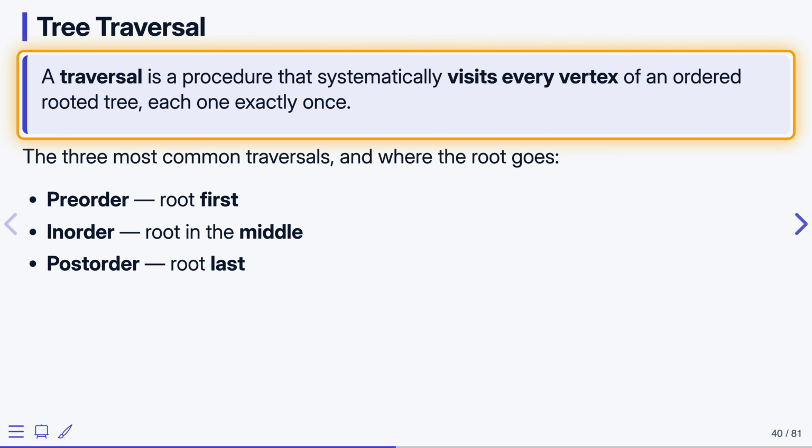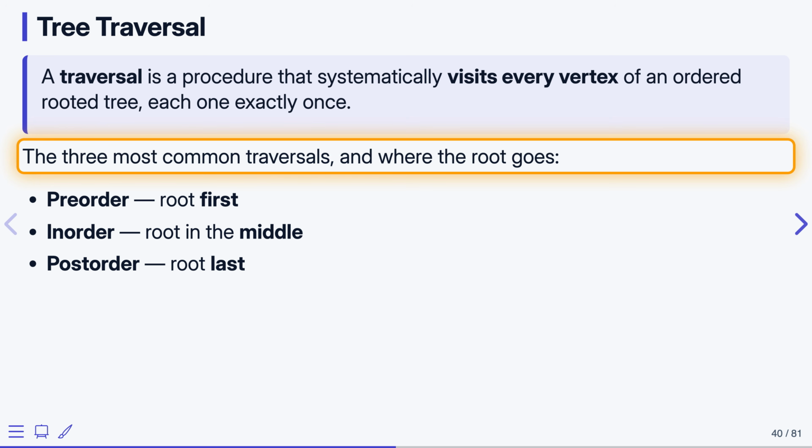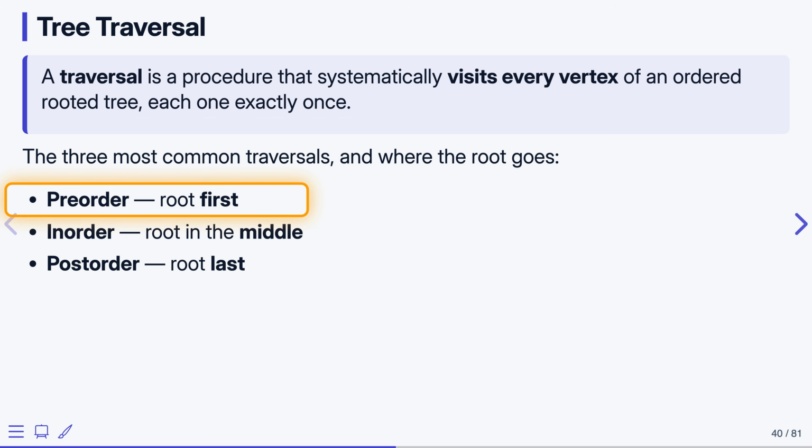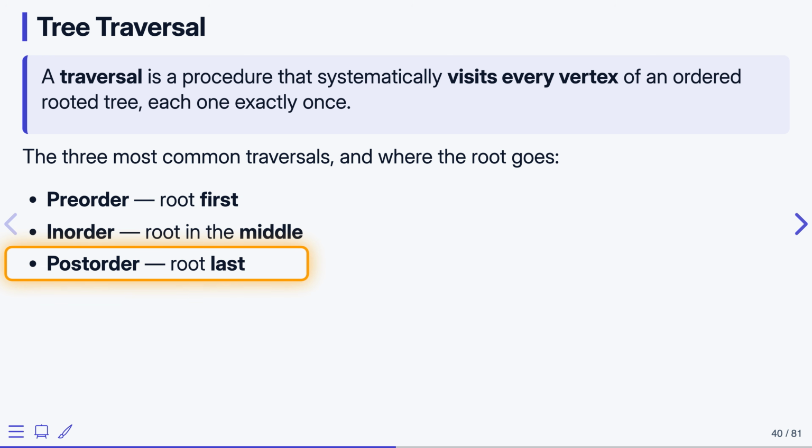A traversal is a careful, step-by-step visit to every dot of a tree, each dot exactly once in a fixed order. The 3 most common traversals are Preorder, Inorder, and Postorder. The names tell you when the root gets visited. In Preorder, we visit the root first before any subtree. In Inorder, the root comes in the middle, after the leftmost subtree. In Postorder, the root comes last after every subtree. That single difference is the whole story. We look at each one with a definition, a procedure, and a full run on the same tree.